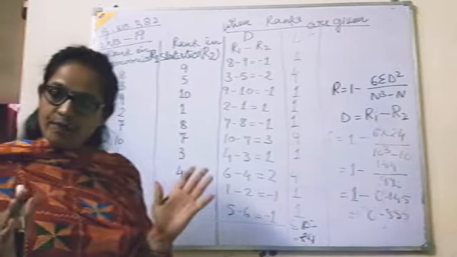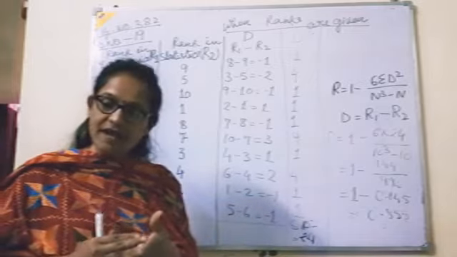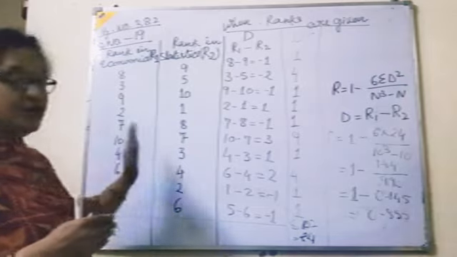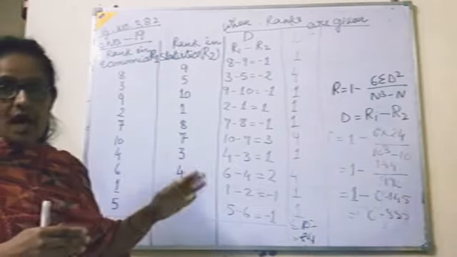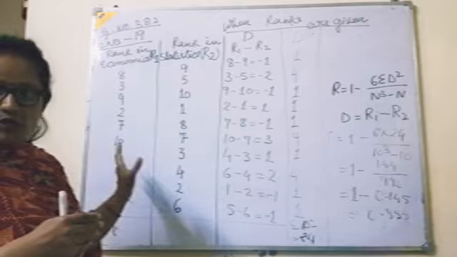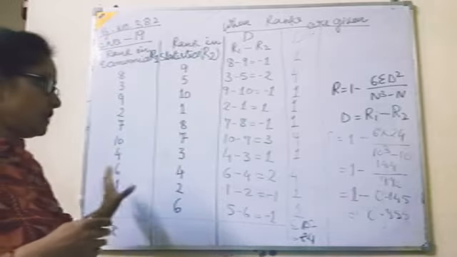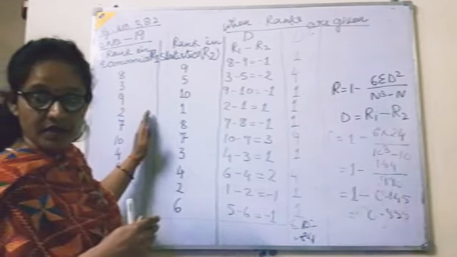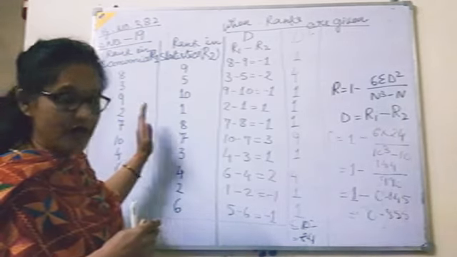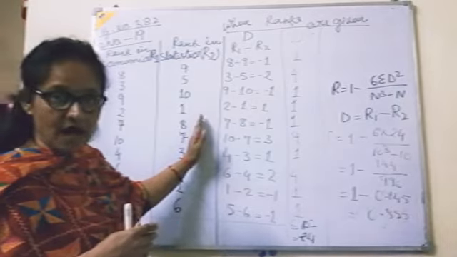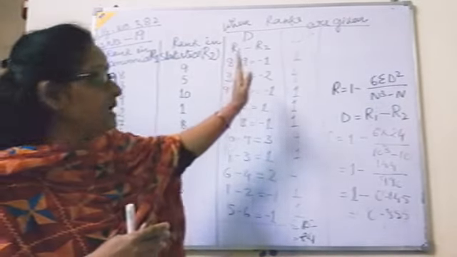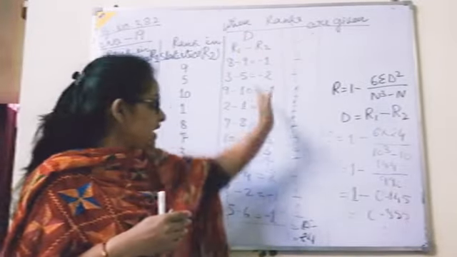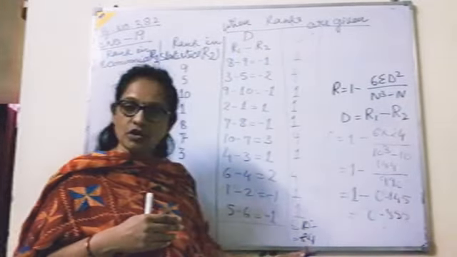Now see all of you, what have we done? First we identified which category this question belongs to. How did we identify? Since the values of both the ranks are 10 or less than 10, this question belongs to when ranks are given. Then we considered rank in economics as R1, rank in statistics as R2. We calculated D. D is R1 minus R2. Then we squared D, and then we calculated summation D square, which we got 24.